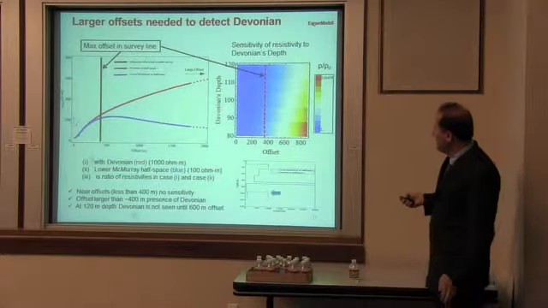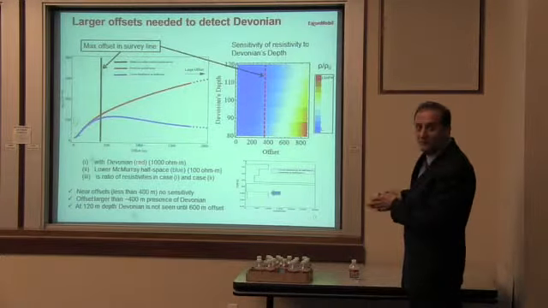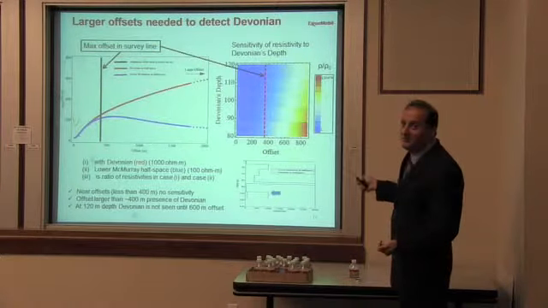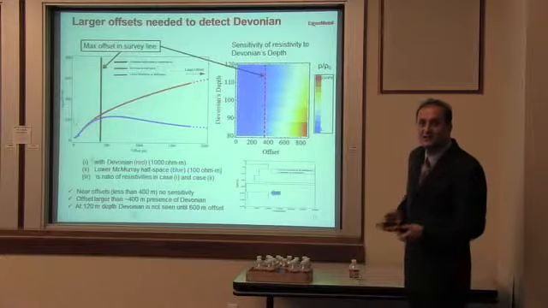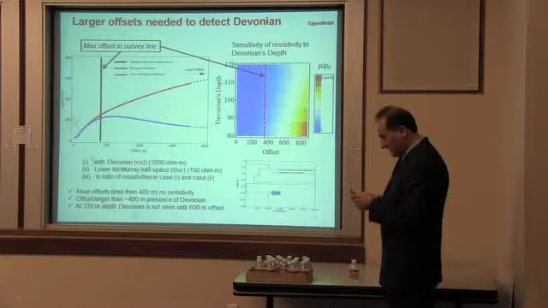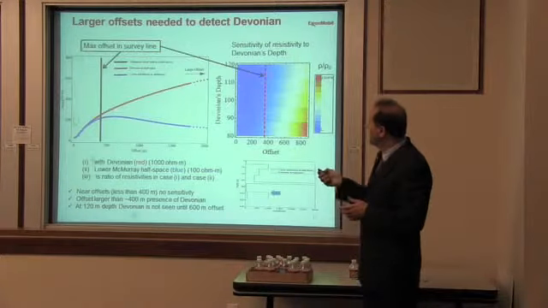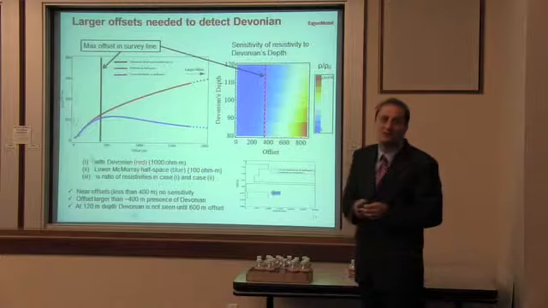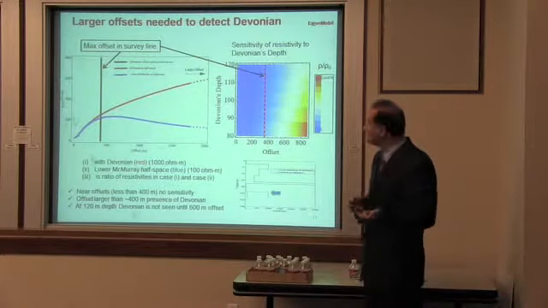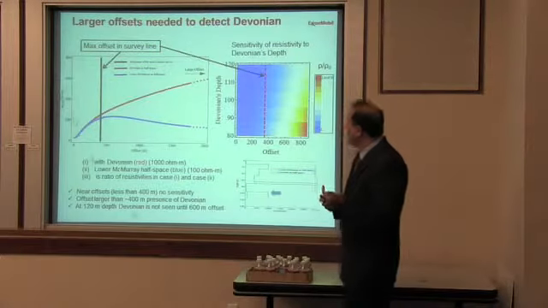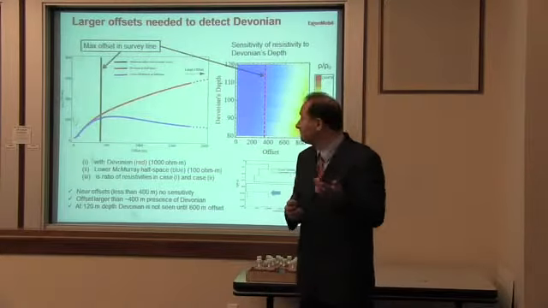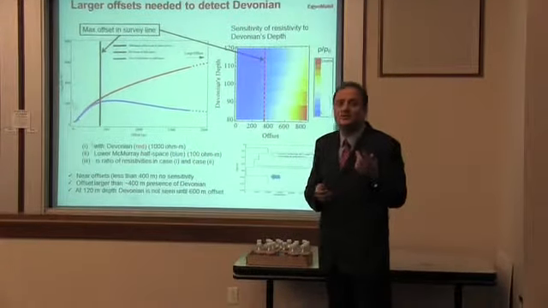However, if you want to have sensitivity, then you have to go farther and farther beyond. For example, if the Devonian at some region is at 120 meters, then we have to go all the way up to 600 meters of offset to be able to capture it. So therefore, as the title of this slide shows, the contractor needed to go to larger offsets in order to detect the Devonian.